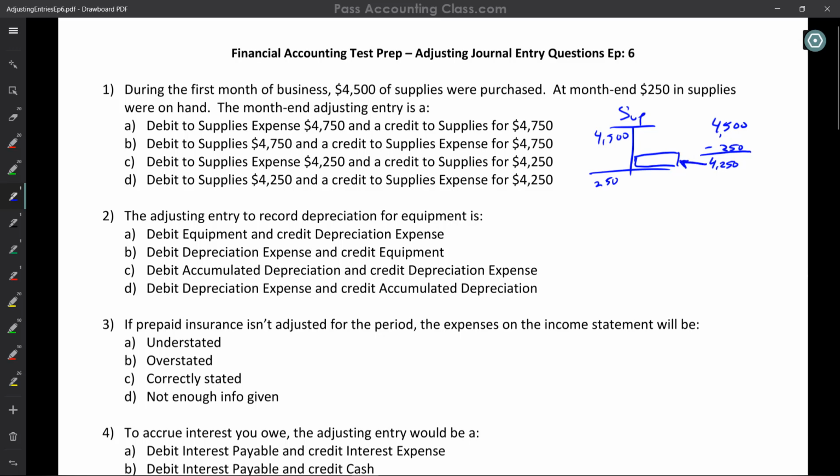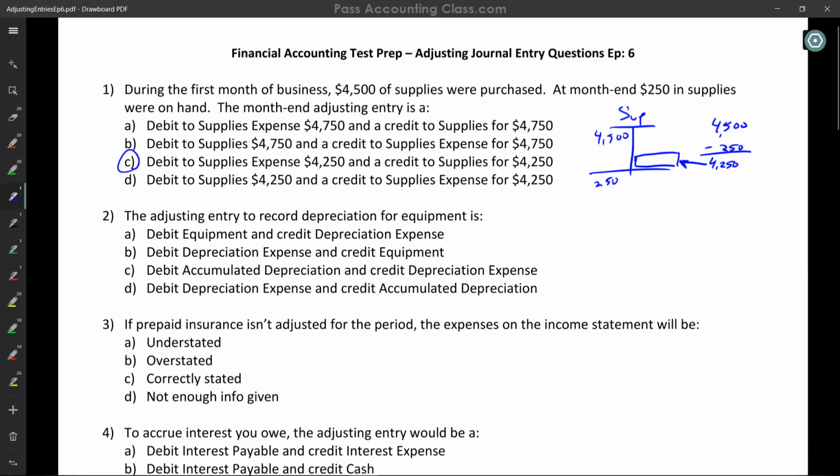And so that number should be over here as a credit. So I know that I need to credit supplies for $4,250. It's an asset. We decrease the balance of an asset account by crediting it, so that makes sense. And then whenever we use up supplies, we're going to debit the supplies expense account. So the answer here then is going to be C.